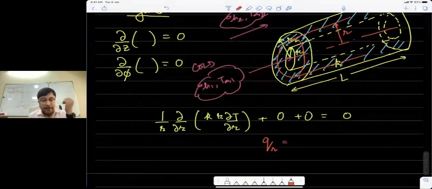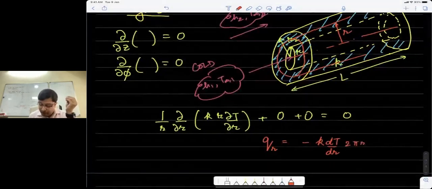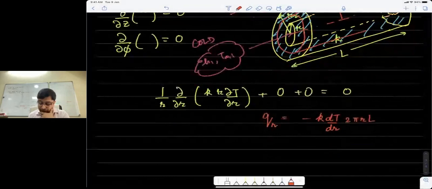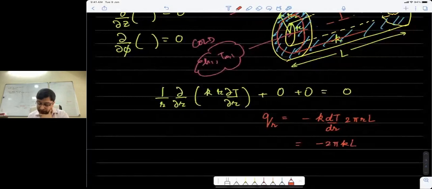So the flux would be minus k dT dr at that location. So I can say minus k dT dr. And what is the area there? The area would be 2 pi r into L. So if k is constant, L is anyway constant, 2 pi is also a constant. So we have minus 2 pi k L r dT dr to be the rate of heat flow.